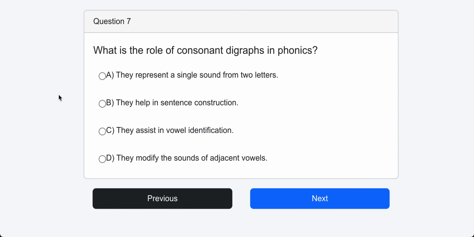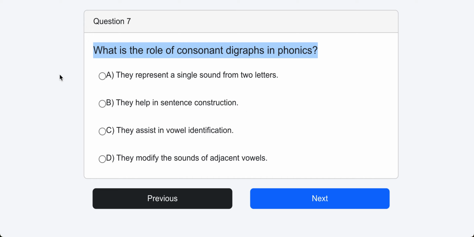Moving on to question number 7, what is the role of consonant digraphs in phonics? Take a look at answer options A, B, C, and D. Which one is most appropriate here?